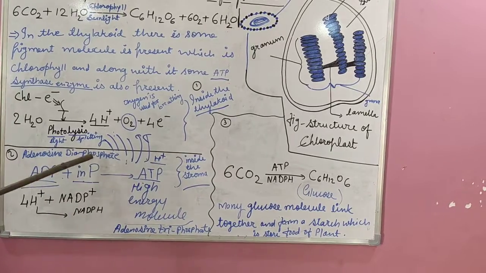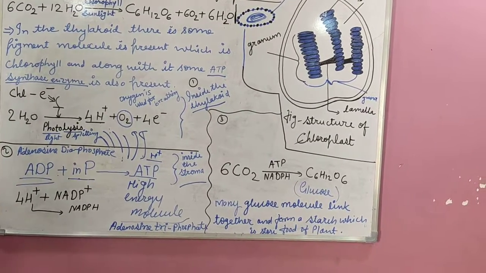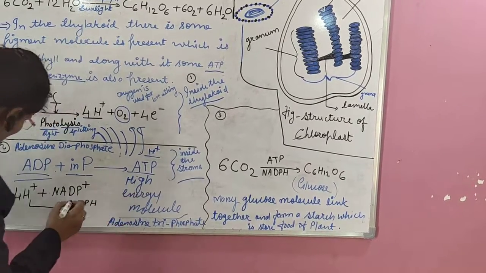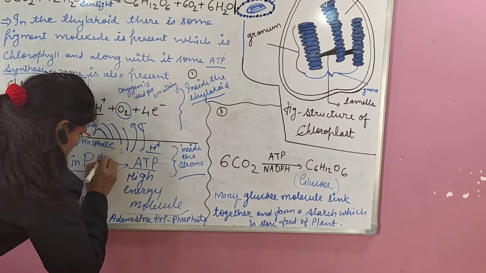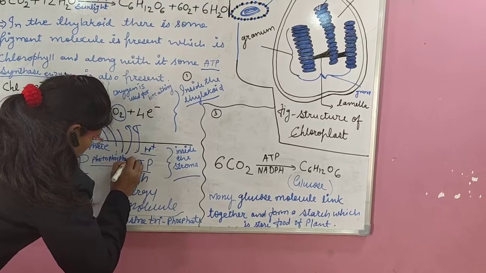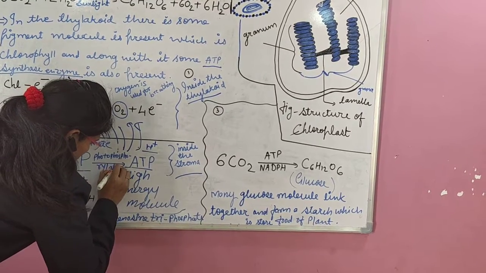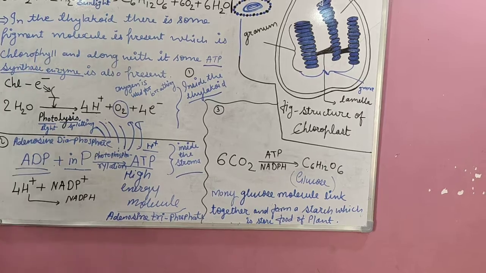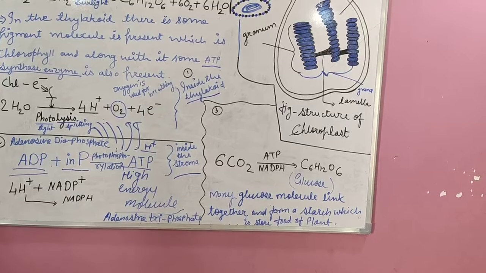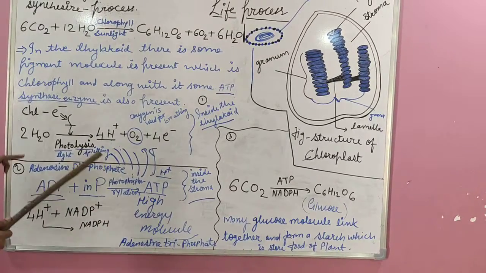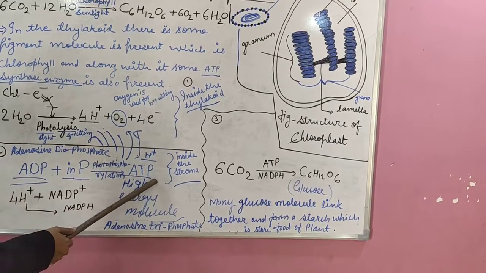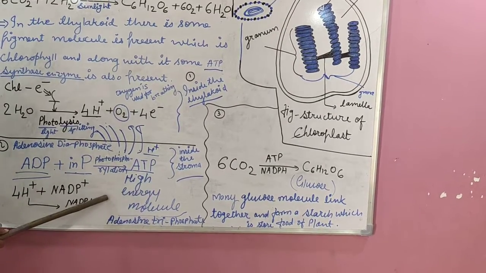So now, students, this process is called photophosphorylation. After this process of photolysis, our next step is to form an ATP molecule. This process is called photophosphorylation.